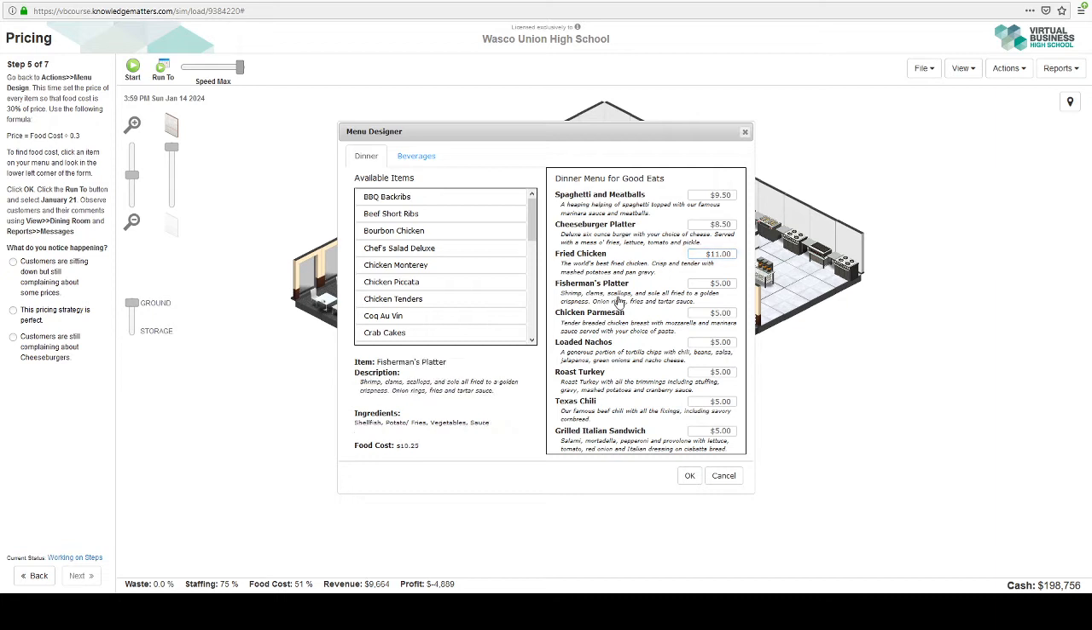Alright, now the fisherman's platter. It costs us quite a bit to make. Compared to $2 for the other items, fisherman's platter is $10.25. Divided by 0.3 is $34.16. So I'm going to round that up to 35. I can tell you right now, nobody is willing to pay $35 for the fisherman's platter, even though that's what we should charge.